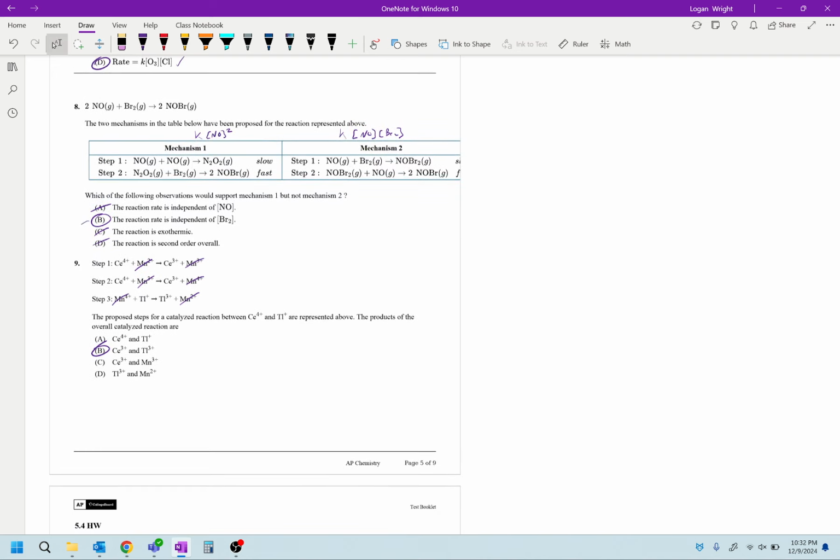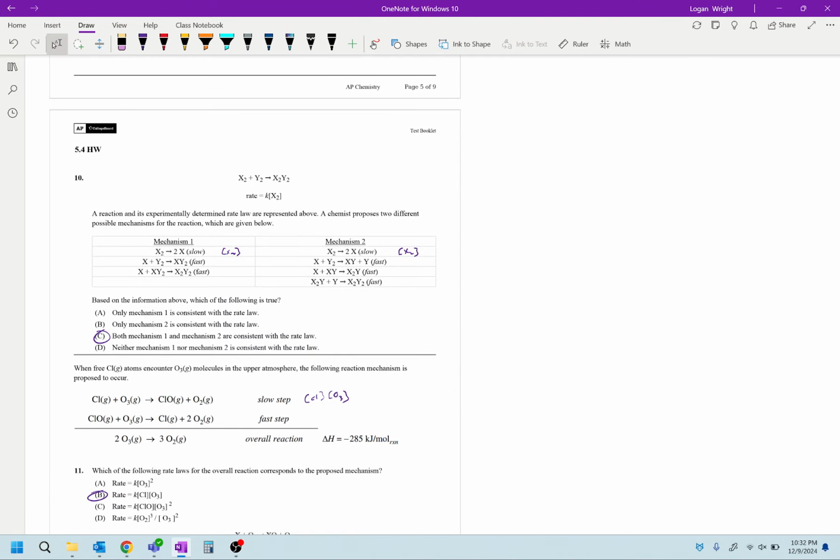When you go through here, what are the products? You go through and cancel everything out. The things that exist on the product side but not the reactant side are 2 cerium ions and 1, what's that, thallium ions? I don't know Tl off the top of my head.